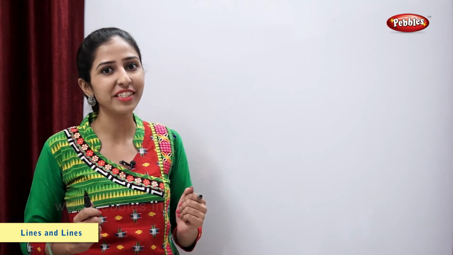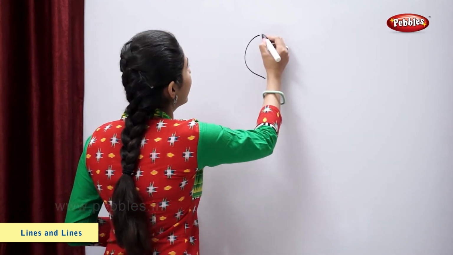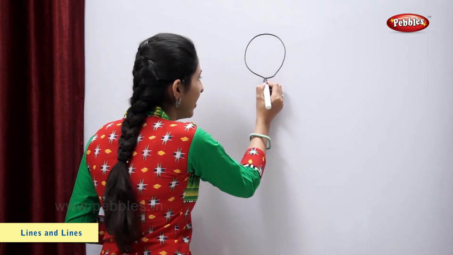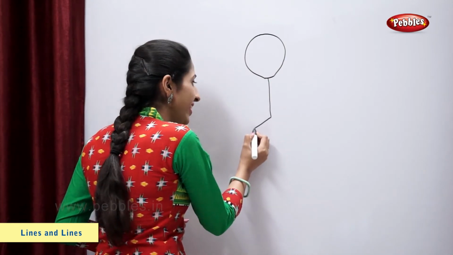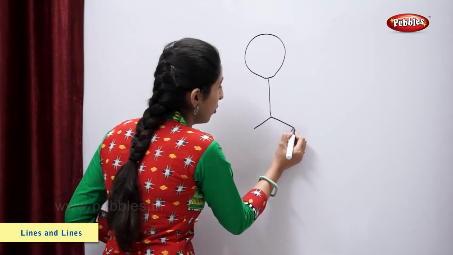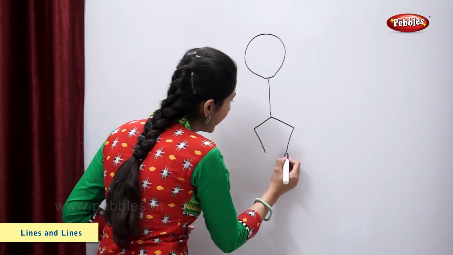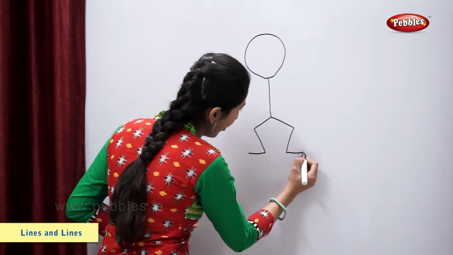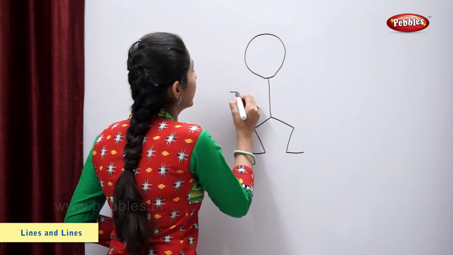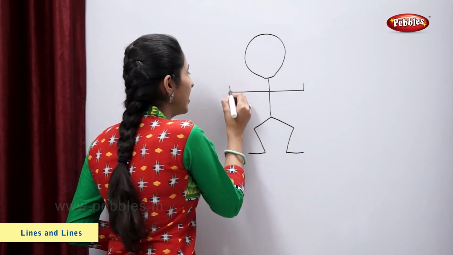Dancing figures using lines. Now let us draw some dancing figures using lines and curves. A curve. Another curve. Standing line. A slanting line. One more slanting line. Slanting line. Another slanting line. Sleeping line. One more sleeping line. Sleeping line. Standing line. A standing line.